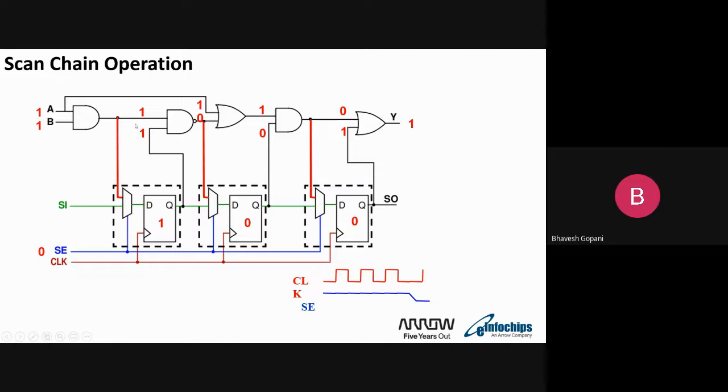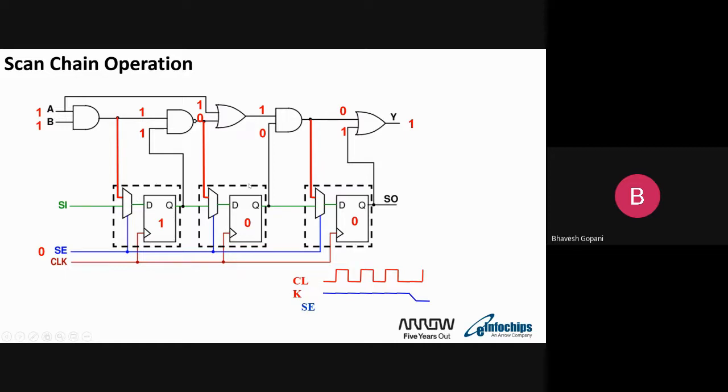So if I wanted to propagate this value to SO, I need to have capture. So when I'm putting the scan enable now, shift enable from 1 to 0, so here scan enable 1 to 0, and I'm giving the clock pulse. Whatever comes at the output of this logic, it will capture into this flop.